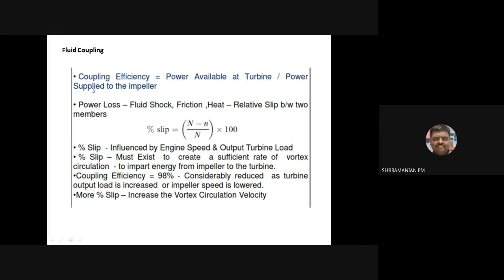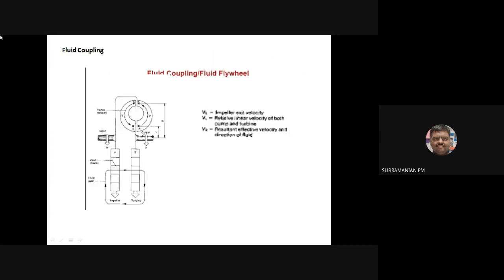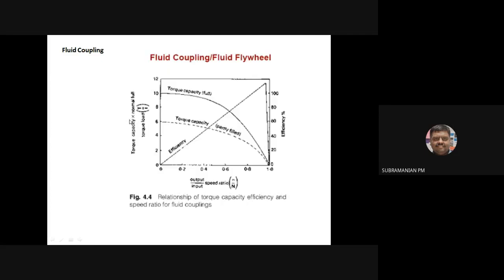There is a term called coupling efficiency. Fluid coupling is what? It is joining pump and turbine, it is joining impeller and turbine. So how far is my coupling effective? How far is the efficiency of the coupling? How will I find out? I will find out by how much power is given to the turbine and how much power is available at the impeller. The maximum power should be given to the turbine. That is, it is a transmission. How far is my fluid coupling transmitting.